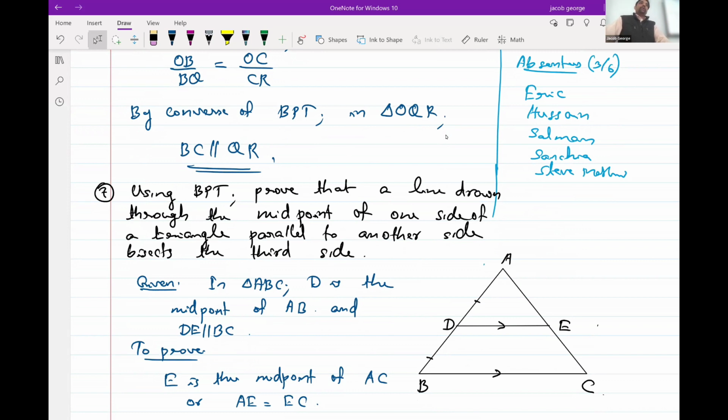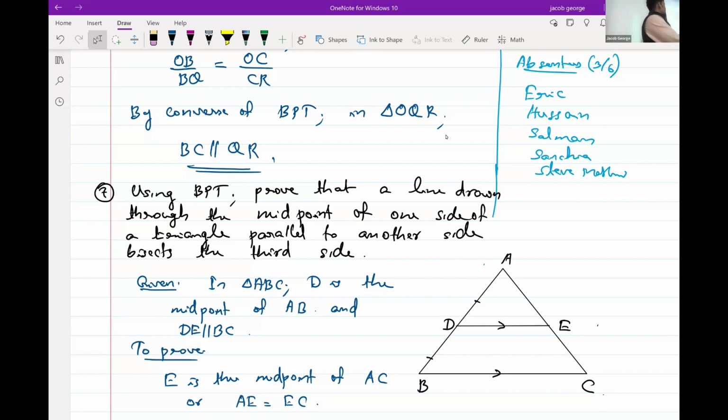Now the 7th you will copy. Using BPT, prove that a line drawn through the midpoint of one side of a triangle, parallel to another side, bisects the third side. Okay.